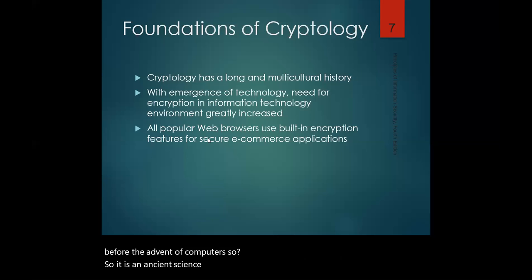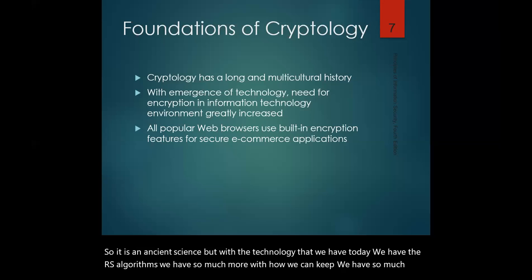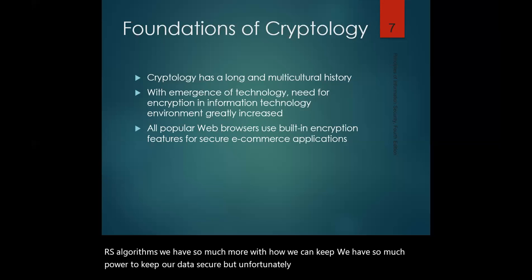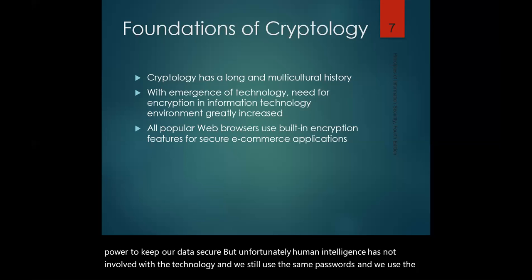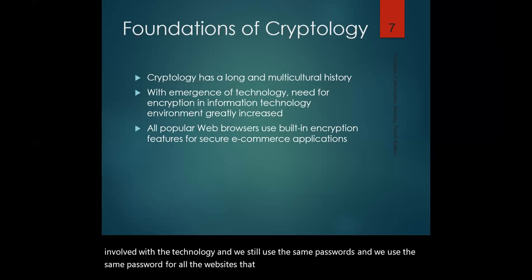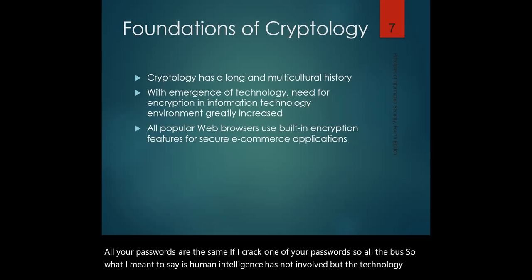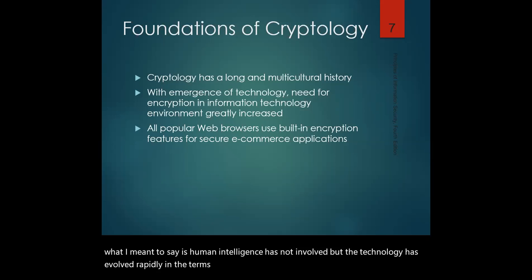But with the technology that we have today, we have the RSA algorithms, we have so much more. We have so much power to keep our data secure. But unfortunately, human intelligence has not evolved with the technology, and we still use the same passwords. We use the same password for all the websites that we use. Wherever you log in, your phone password is the same. If you log in to 4 different websites, all your passwords are the same. If I crack one of your passwords, I get all the passwords. So what I mean to say is human intelligence has not evolved, but the technology has evolved rapidly in terms of cryptology and cryptography.